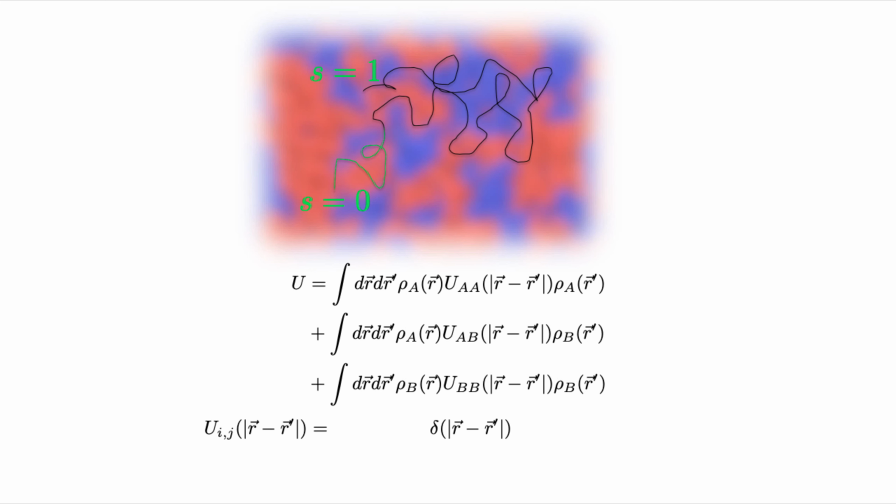We'll take the simple approach of making the potential local, so the potential just looks like a delta function. This approximation works well when the polymer is long, so the length scale that you're looking at is large compared to the range of two-particle interactions.